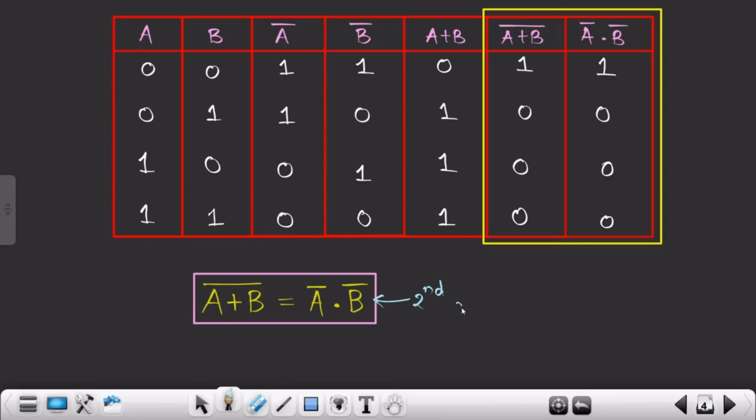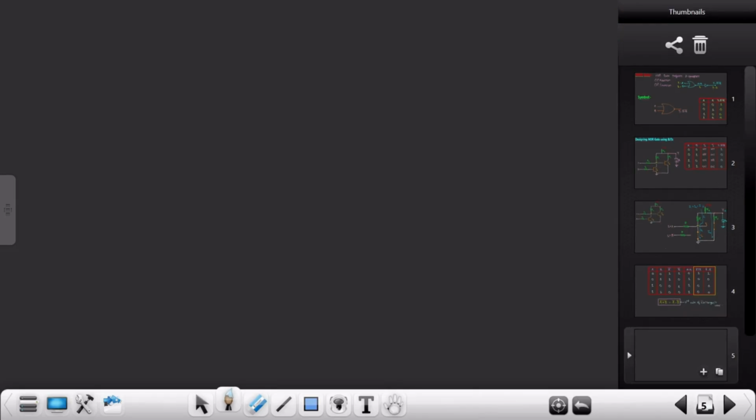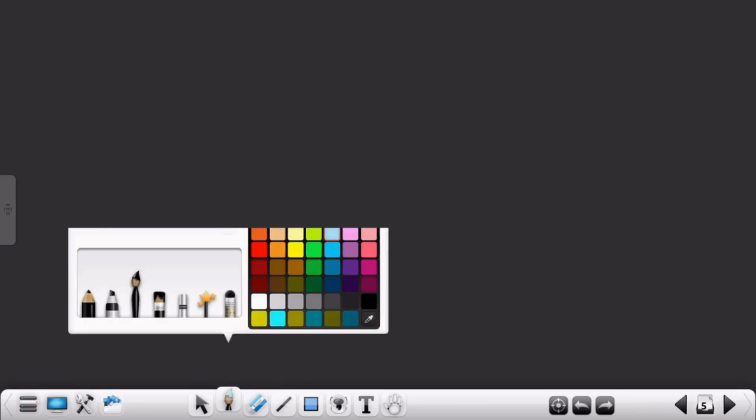Second rule of De Morgan's theorem or De Morgan's law. It's one and the same. I hope you understood this law. As such, there isn't any need of understanding anything. We just wrote all of these things in tabular form, and with the help of this truth table we deduced this equation. So let me take one more page and add both the rules of De Morgan's law. Whenever you refer to my PDF, you should be at this stage to know both the theorems.